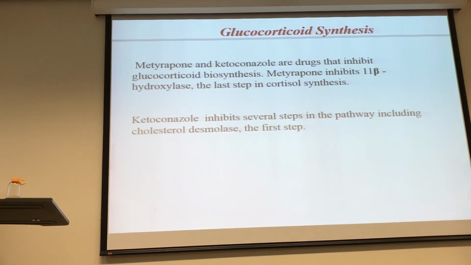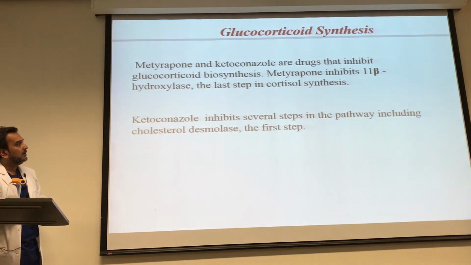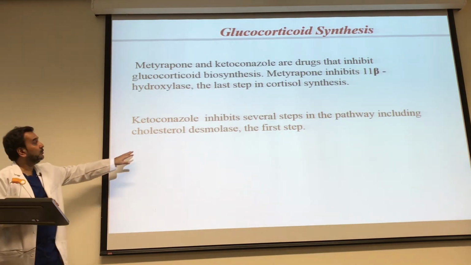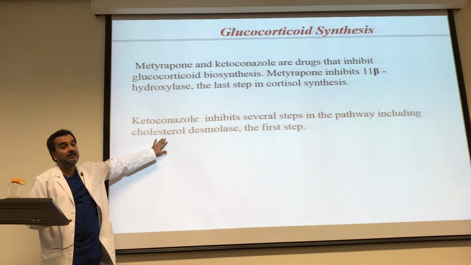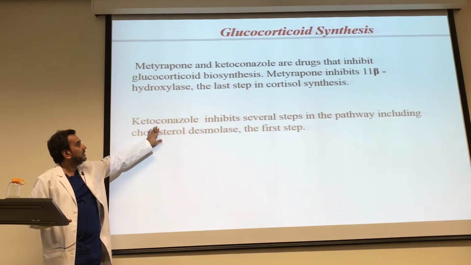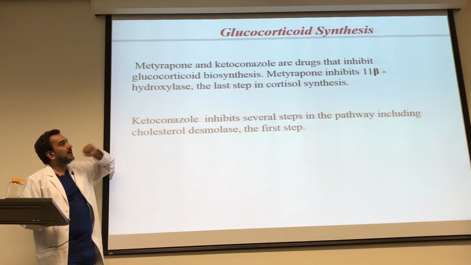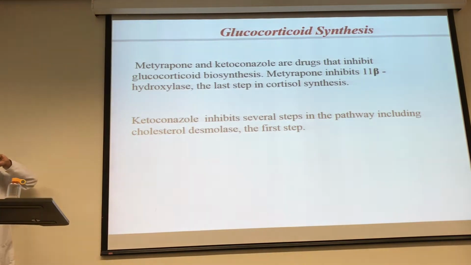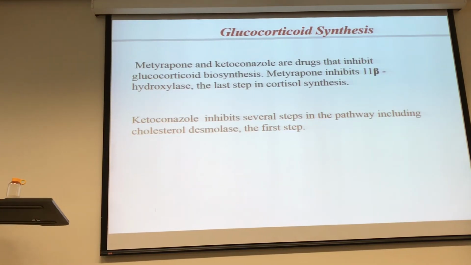Ketoconazole can inhibit several steps in the pathway, so it is not targeting one particular piece, but it can inhibit several steps, including the rate-limiting enzyme, which is the cholesterol desmolase. So ketoconazole and metyrapone are the 2 drugs which can inhibit the synthesis of glucocorticoids.